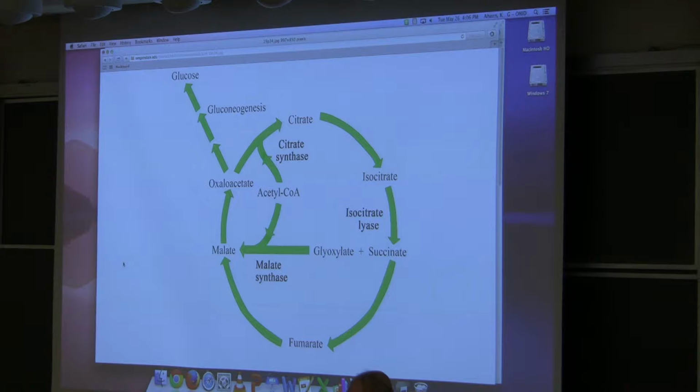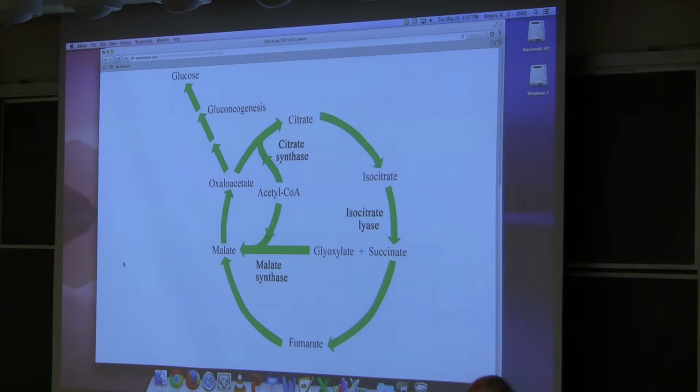Okay? Make sense? Now, later when I talk about photosynthesis, I'm going to remind you about glyoxylate. The reason I'll remind you about glyoxylate is because glyoxylate is a toxic substance. But plants have evolved a neat way of dealing with that toxic substance, and we'll talk about that later.